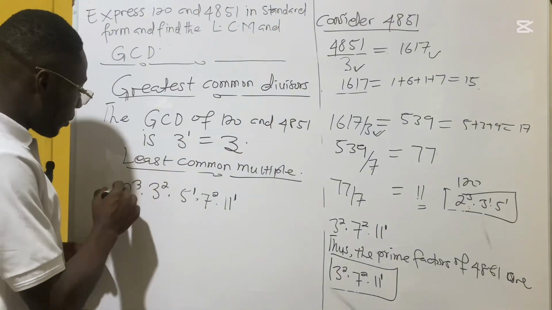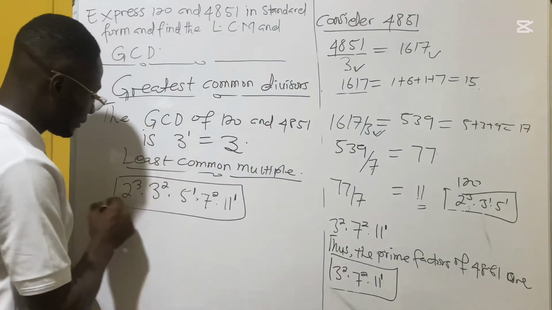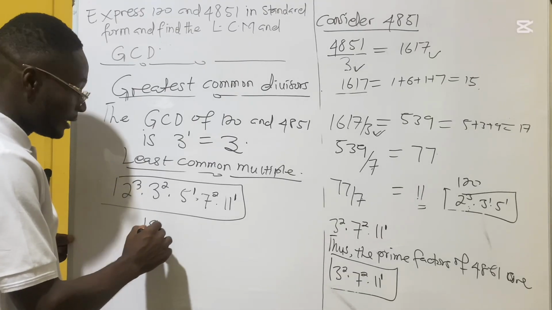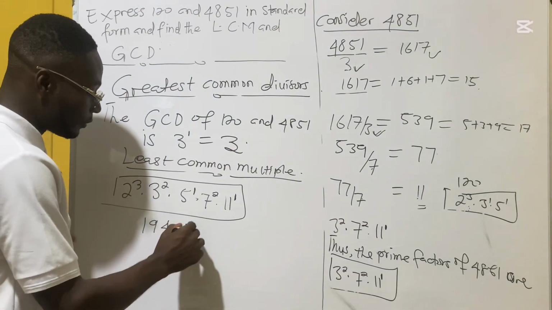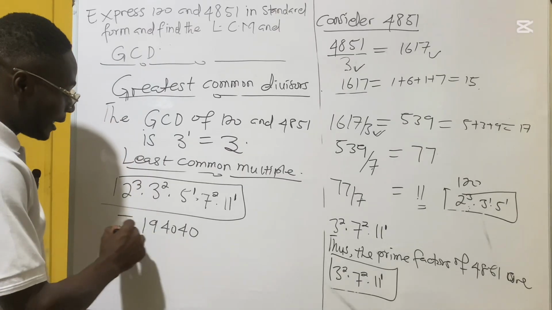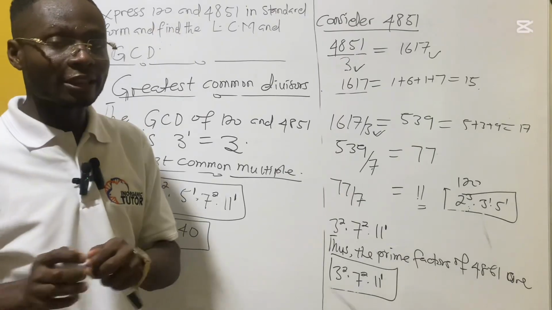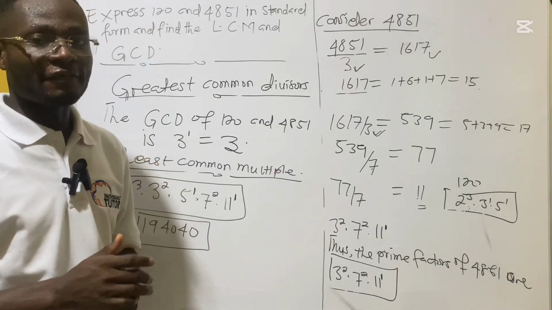So when you multiply these elements, you're going to have 194040. And that becomes the least common multiple for 120 and 4851.